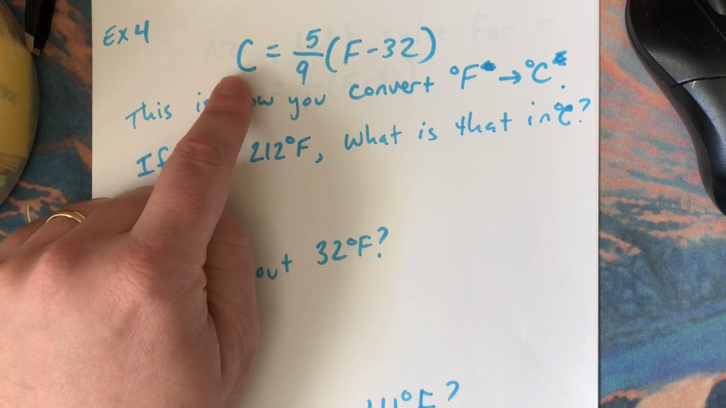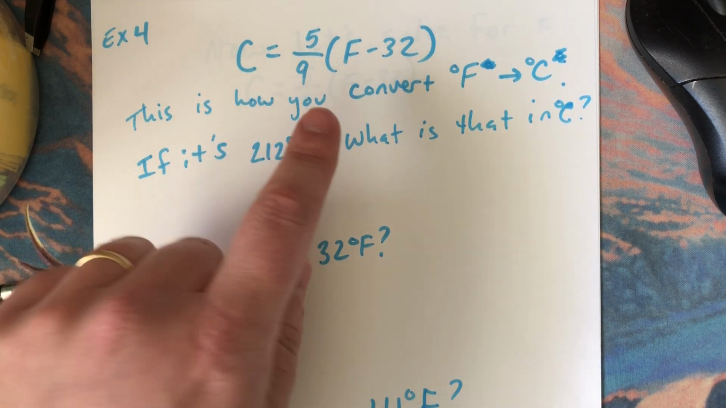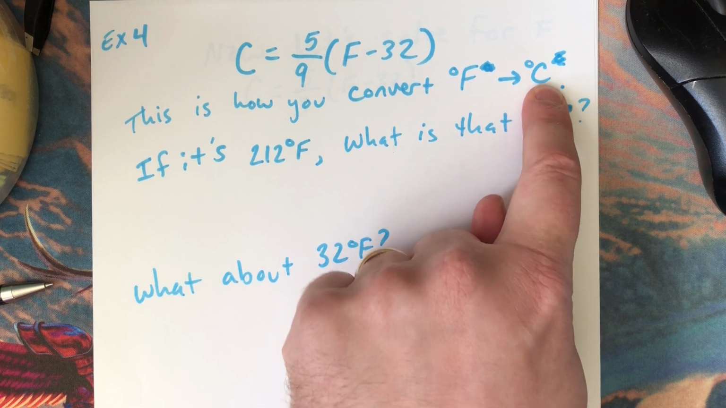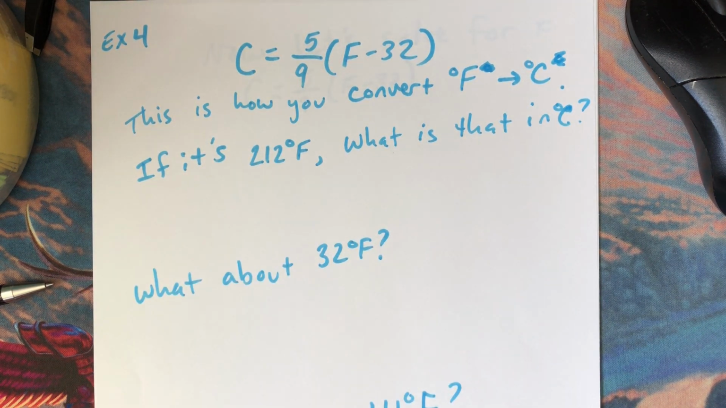So this is a conversion from, if I know my degrees Fahrenheit, I want to convert to degrees Celsius. So here's a couple examples just to make sure you understand how this works. I would try this first one. You might even know the answer. If it's 212 degrees Fahrenheit, what is that in degrees Celsius? You might recognize 212 degrees Fahrenheit as the boiling point of water.